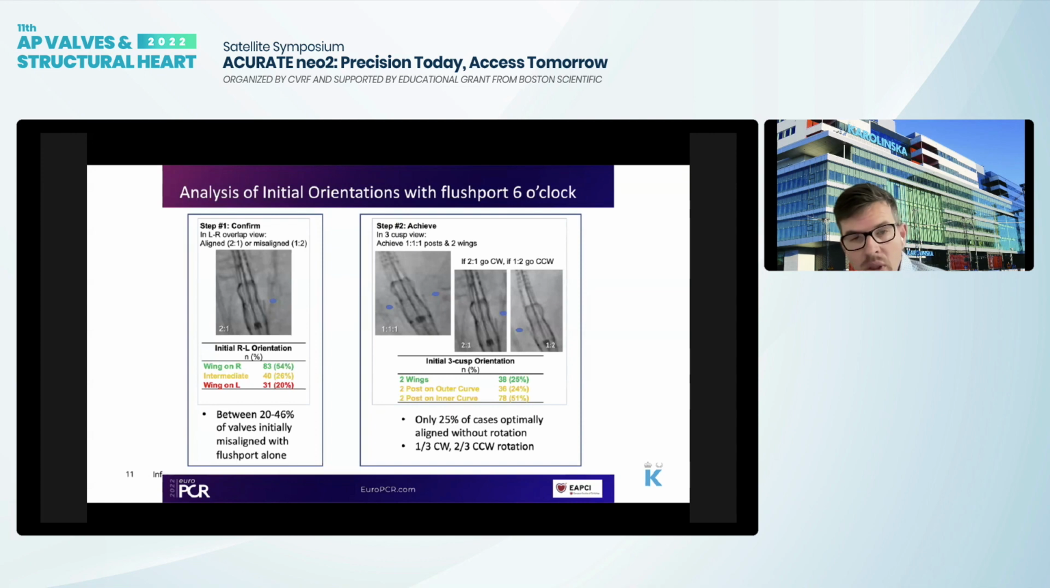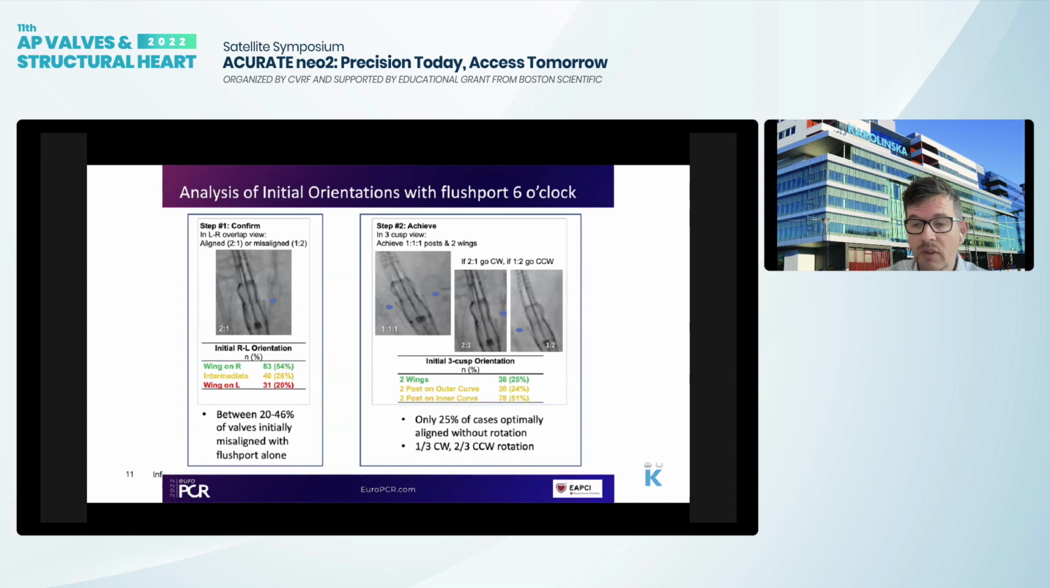And then when we went down and went over to the 3-cusp view, we could also check the rotation before these maneuvers were done. And we can say that only 25% of the cases are optimally aligned without any rotation. And the most common rotation to do is counterclockwise, actually.